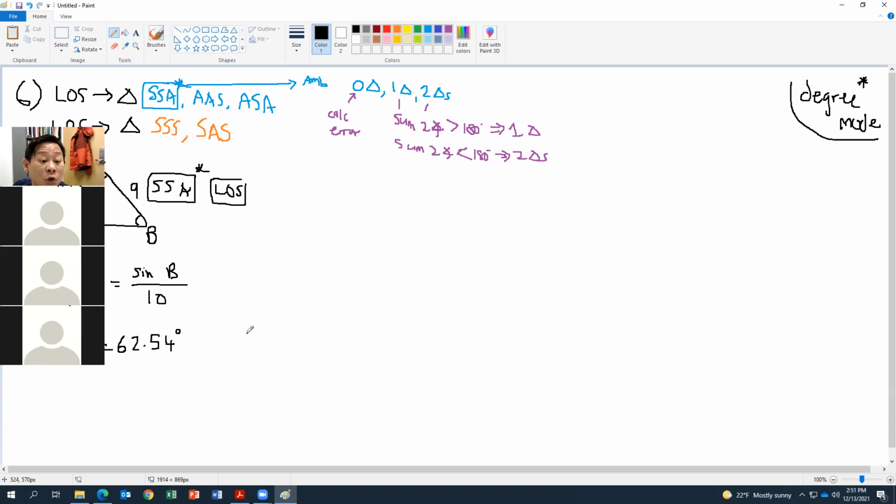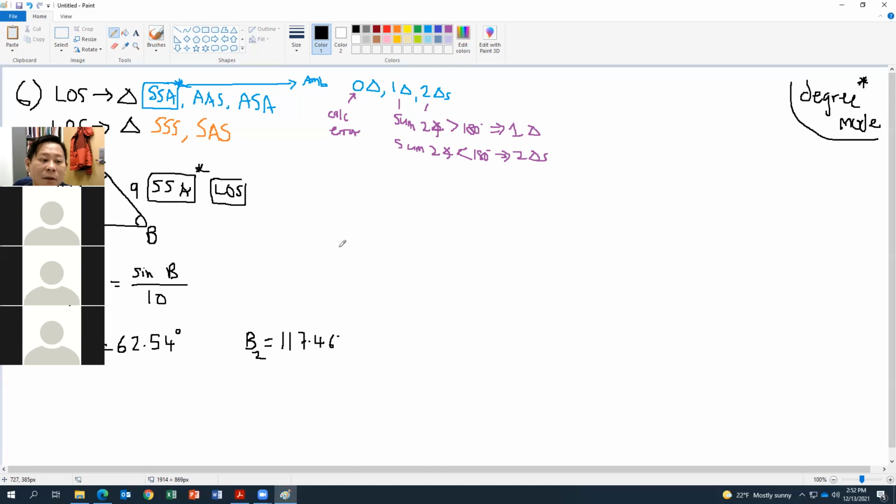So now you need to find the second angle, because sine is positive in quadrant 1 and sine is also positive in quadrant 2. So what is the second quadrant angle for 62.54? We like to label these as B1 and B2, for the first and second triangles. So B2 in this case will be 117.46. Because it is a supplement, when you add them it will be 180.